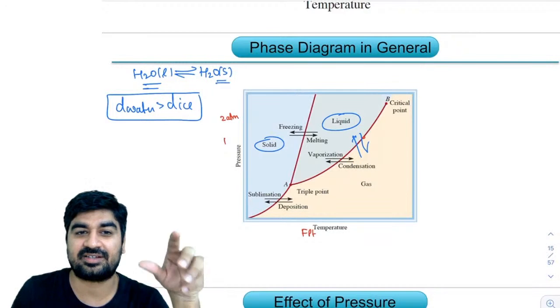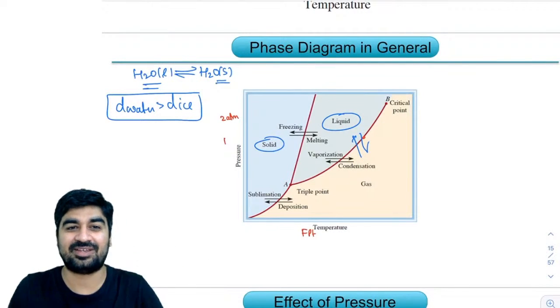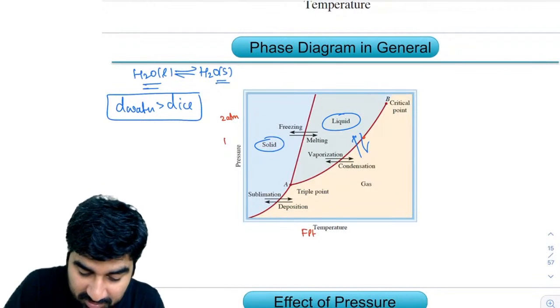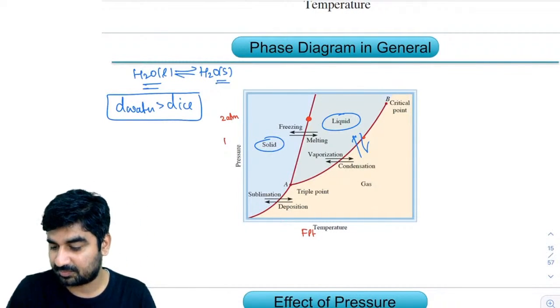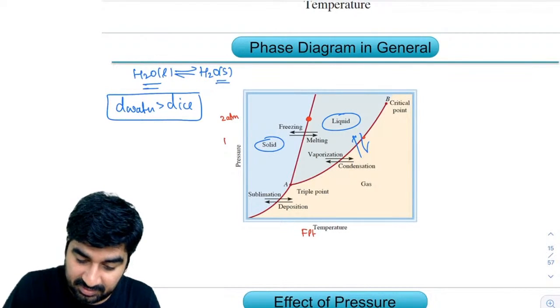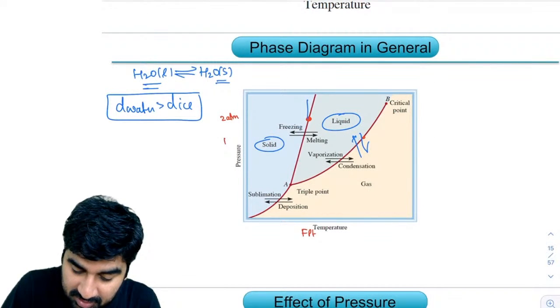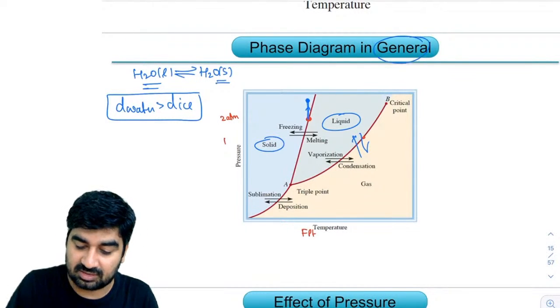Density of water is greater than density of ice. Why am I telling you this? Suppose you are at the equilibrium point, here. If you increase the pressure from here, I will move here. And actually this is in general.